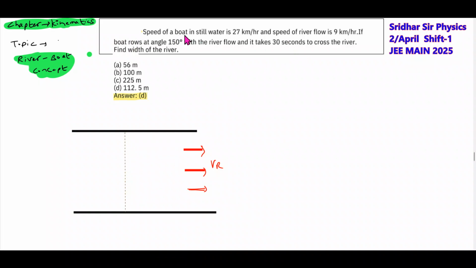Now, speed of boat in still water. What do you mean by still water? Velocity of boat with respect to river is called still water. VBR is only 27 kilometers per hour. Still water means with respect to the river only. And the velocity of the river is how much? 9 kilometers per hour. And the boat rows at an angle 150 degrees with the river flow. The vector will be like this.